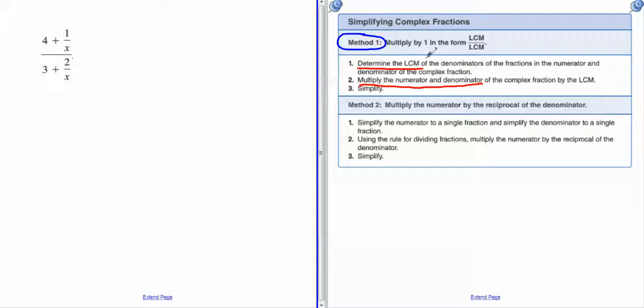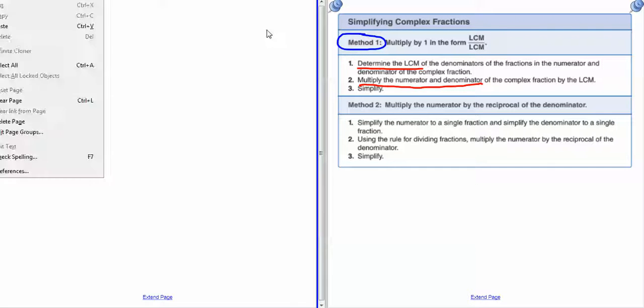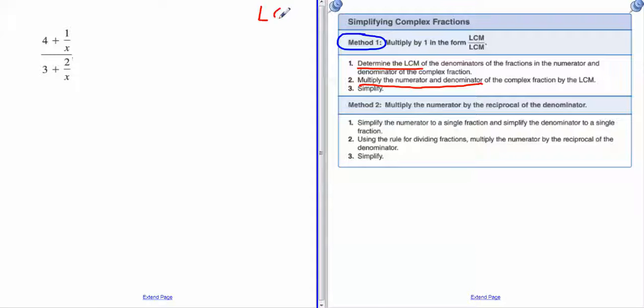Step number one is to determine the lowest common multiple of the denominators of the fractions in the numerator and denominator. Here's a fraction in the numerator, here's a fraction in the denominator. What is the lowest common multiple of those? You factor that x, and it really just becomes x. The lowest common multiple includes every factor from every fraction raised to the highest power. So we've got the lowest common multiple, x. That's step number one.